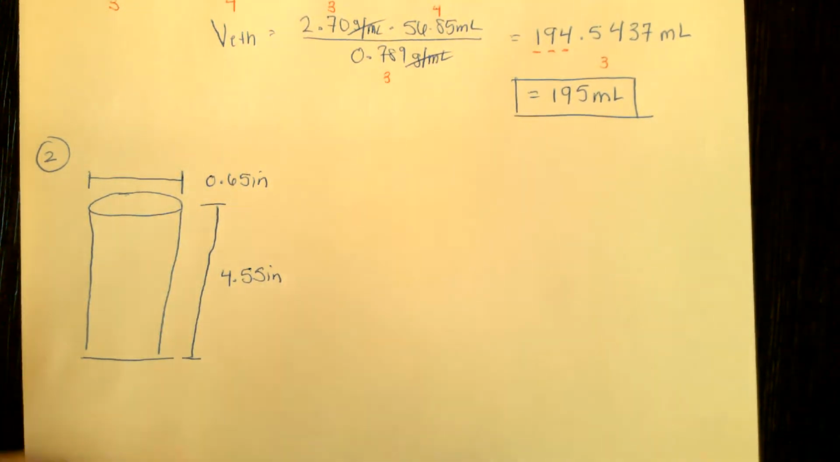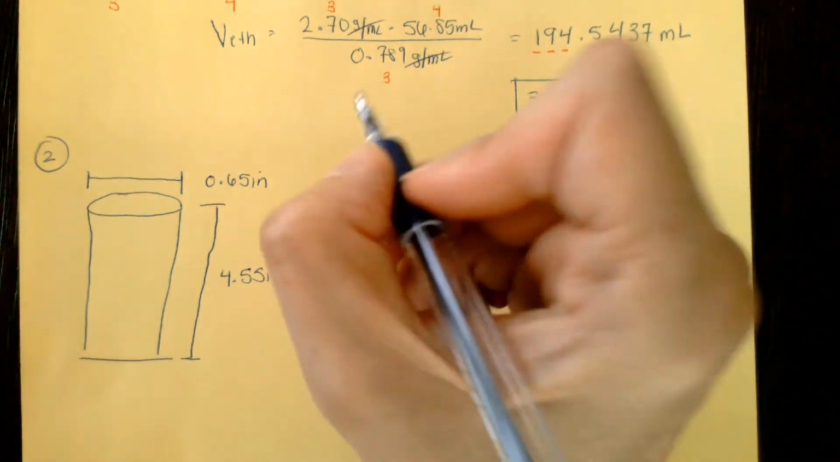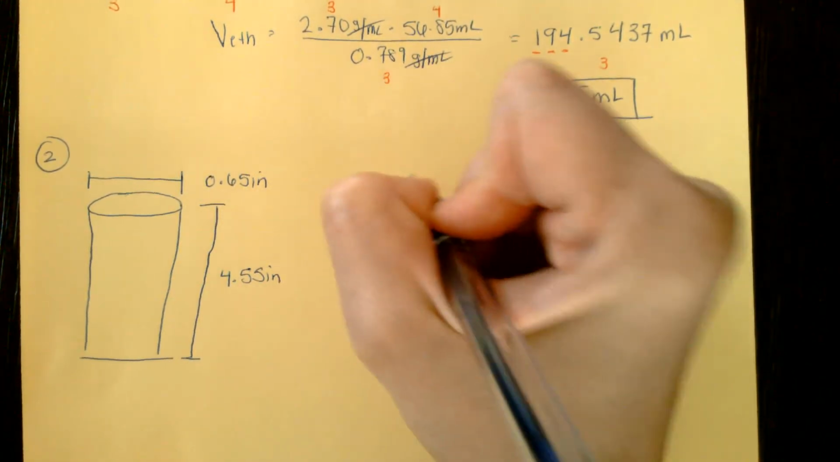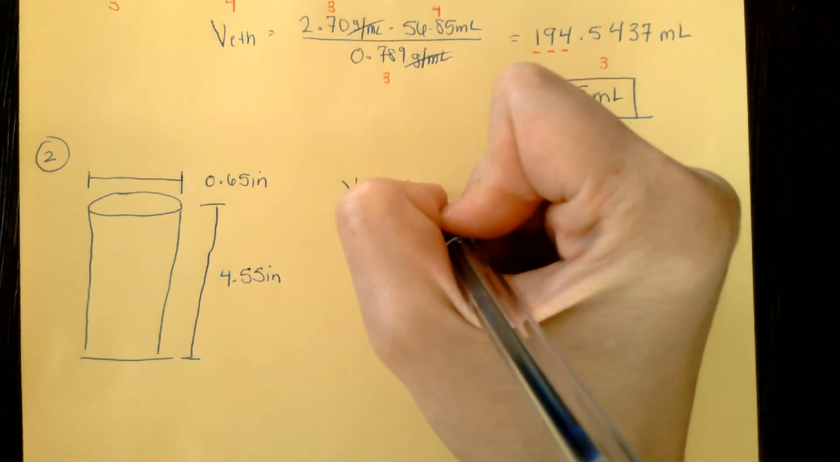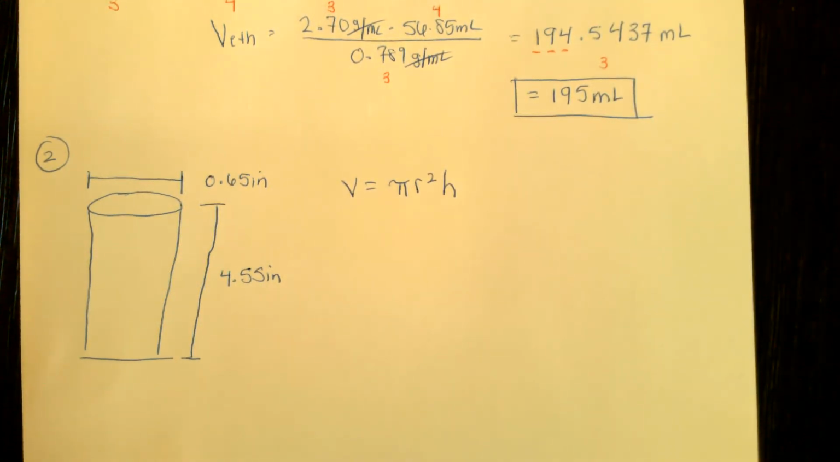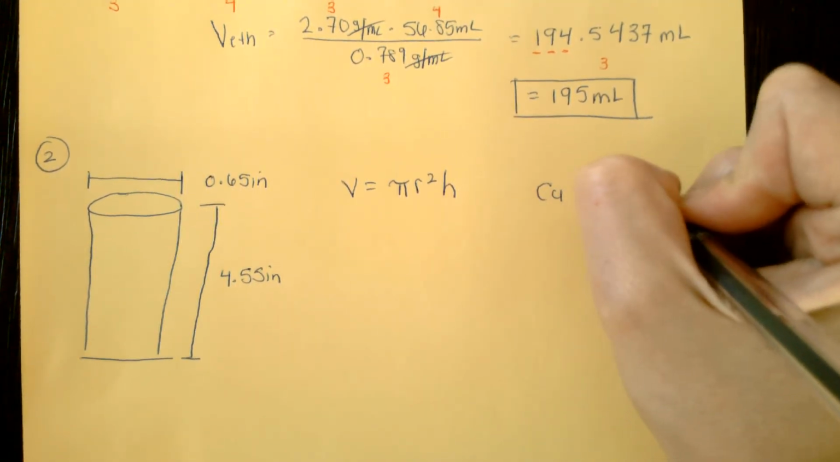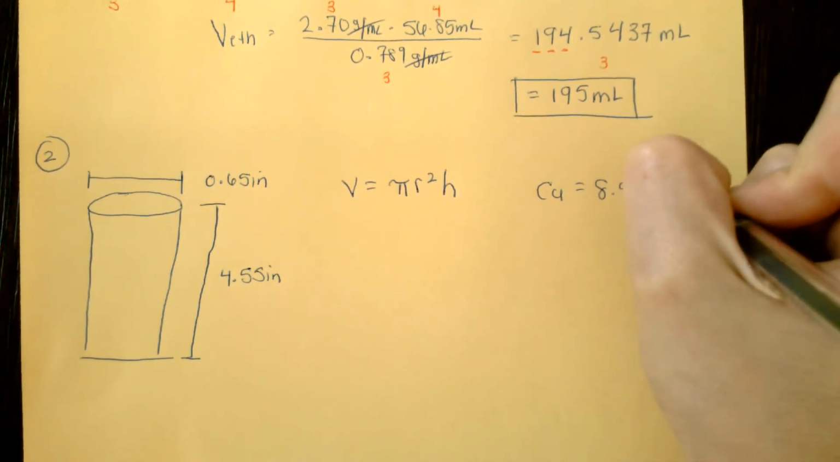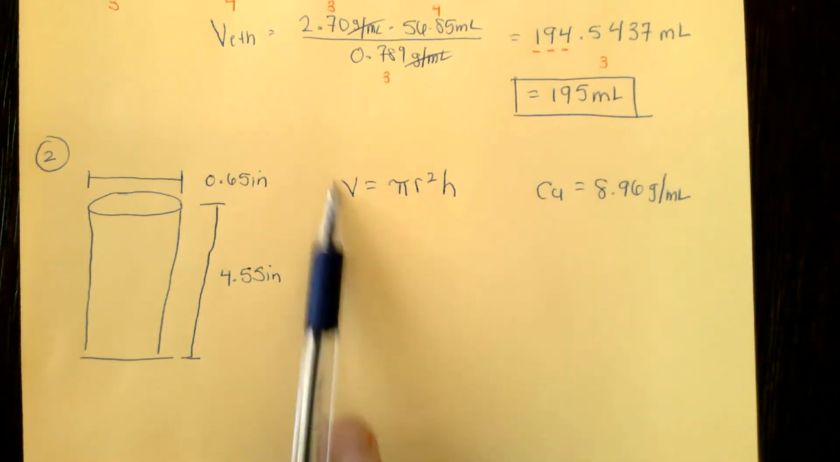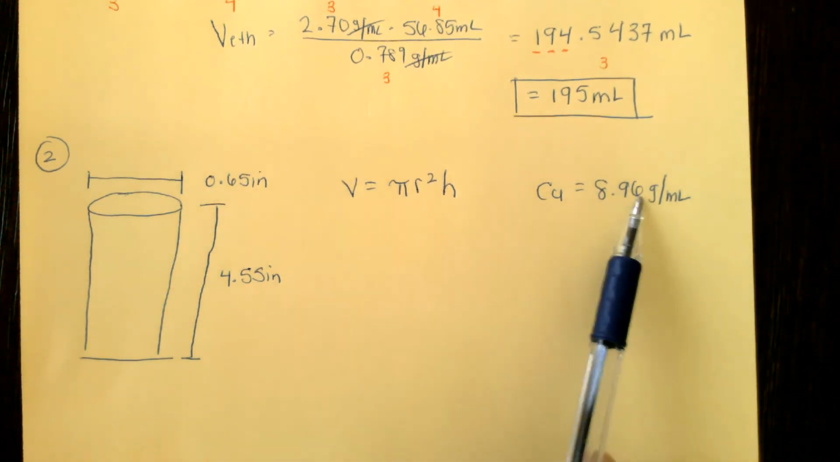In the back cover of your book or in the chapter, there's a list of formulas for volumes. The volume of a cylinder is equal to pi r squared h. So we're going to use this formula to calculate the volume. They did give us the density of copper in this problem to be 8.96 grams per milliliter. So if we calculate the volume and we use the density, we can go from volume to grams.